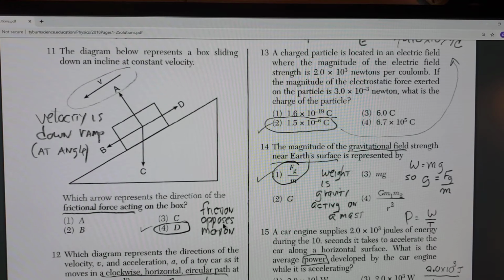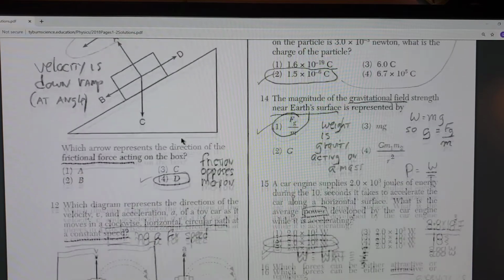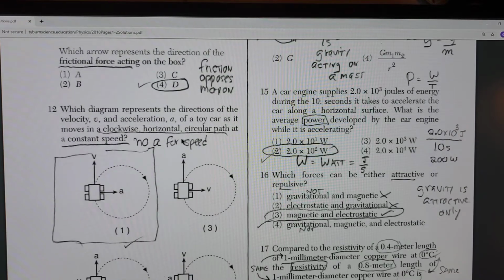And there are always some problems like this on Regents questions. You don't have to do a bunch of components of vectors and all that. You just look at it and say, it is moving, so I know it's going to be kinetic, or moving, friction, and it's going to oppose the motion. So D.